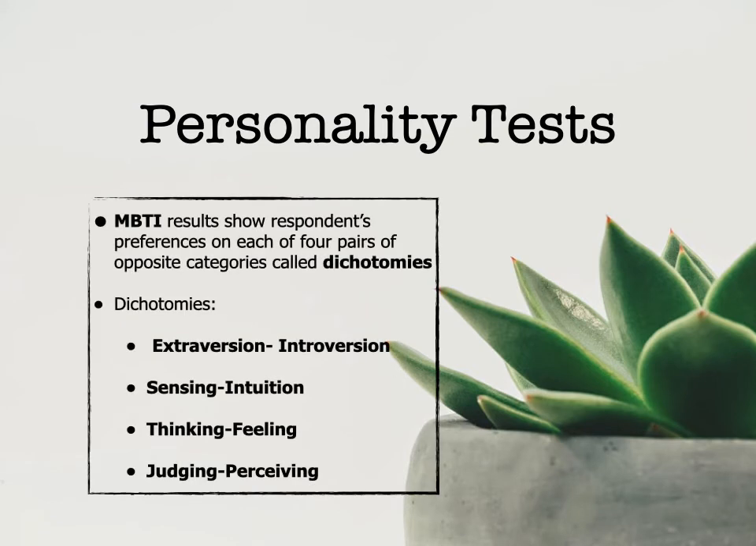Again, MBTI would show respondents' preferences on each of four pairs of opposite categories called dichotomies. There are four dichotomies, and each is composed of a pair. What are the four dichotomies? You have extroversion and introversion. You have sensing and intuition. You have thinking and feeling, and judging and perceiving. These are the concepts discussed in Jung's analytical theory.